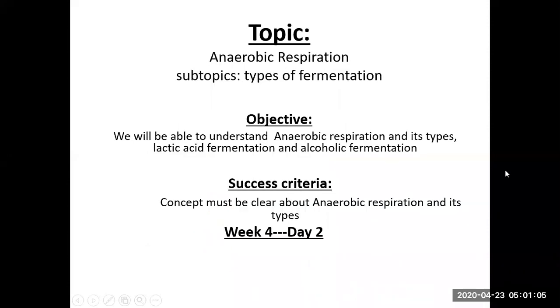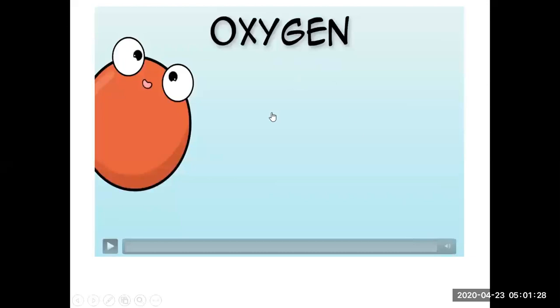Today, our topic will be anaerobic respiration. Subtopics will be types of fermentation. Objective: we will be able to understand anaerobic respiration and its types, which are lactic acid fermentation and alcoholic fermentation. Success criteria: concepts must be clear about anaerobic respiration and its types. Today is day 2 of week 4th.